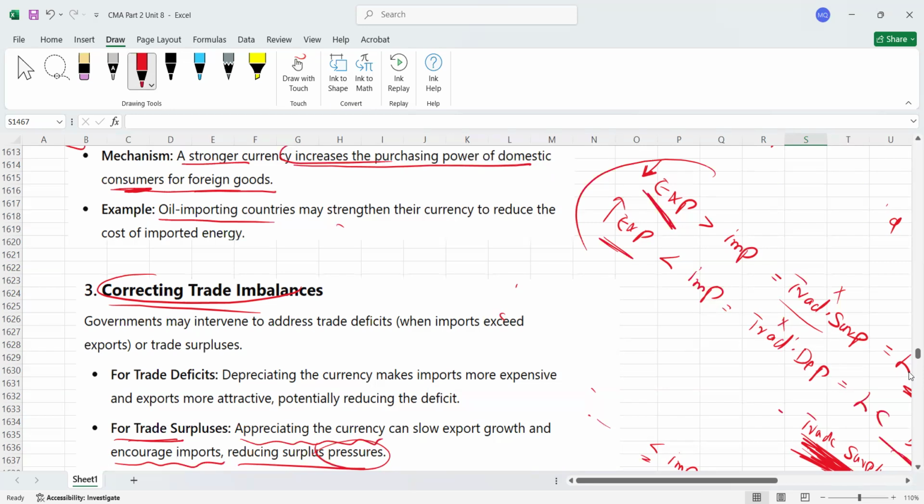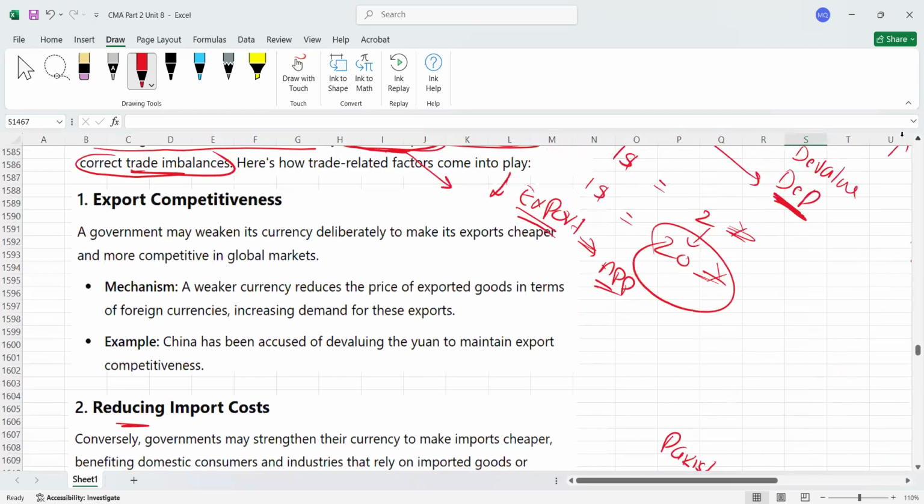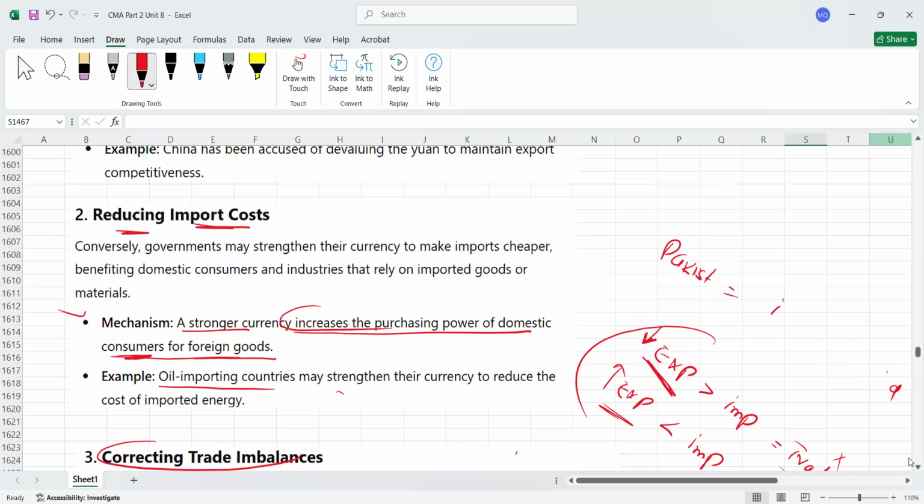This is what is done by the Japanese government actually. And to boost the export, China is devaluing their currency. So I told you this already. And if you want to reduce the import cost, you have to appreciate the currency. This is just an additional point you can remember. I gave you the oil importing countries example. I hope it will not become mixed up for you.